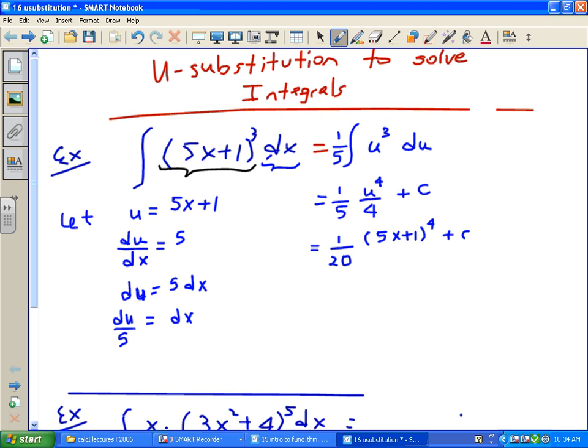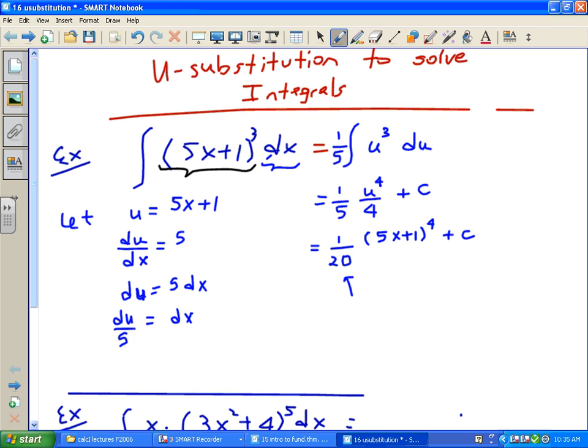By the way, did everybody see how I got this 20 here? I combined the two fractions in the previous step. 1/5 times 1/4 is 1 over 20, right? So I put that up front. And I left the answer as 1 over 20 times (5x plus 1) to the 4th, plus c. You could also multiply c by the same constant, but any constant times another number is still another constant, so you don't have to worry about that, but it's a good question.